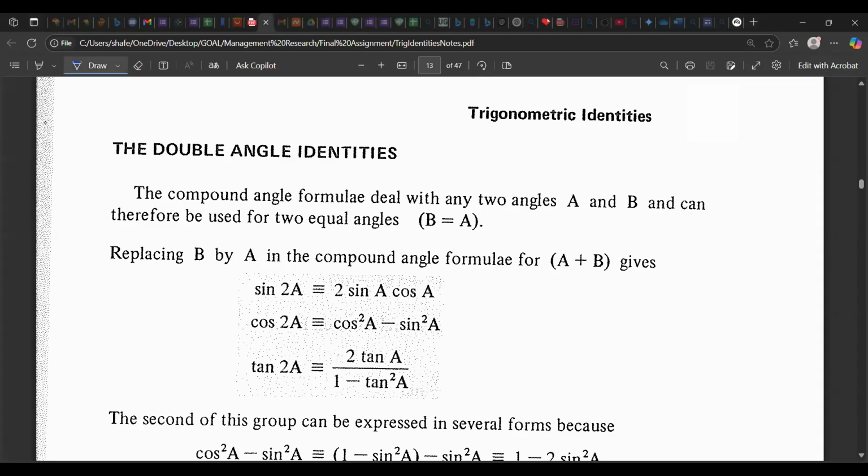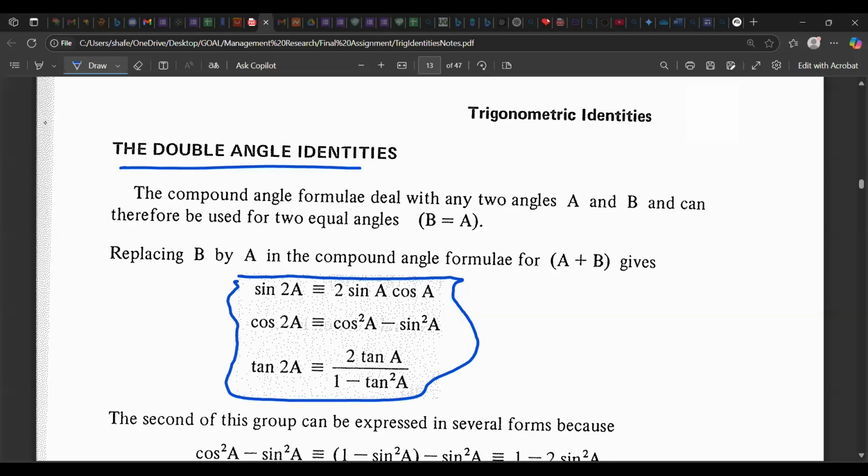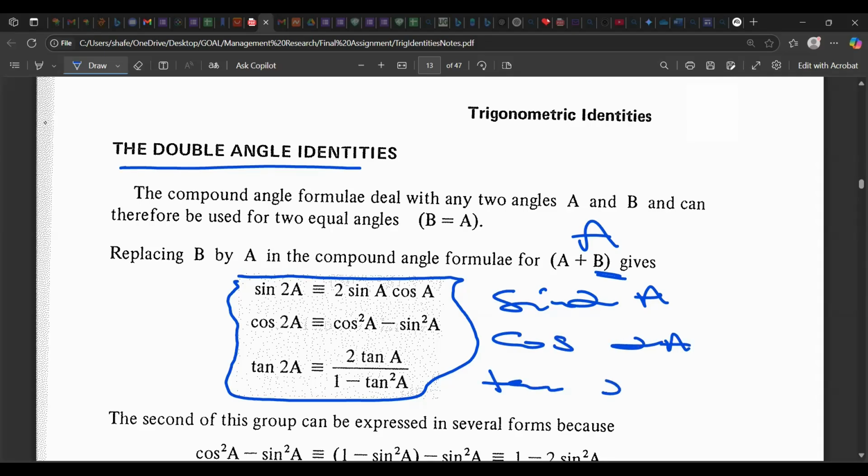That's the double angle identity, right? These are the double angle identities here. Basically, they're telling you if you take the compound angle identity, and where you see B, you put another A there. So what will happen is that you're going to have 2A, right? So sine of 2A, cos of 2A, tan of 2A, right? That's what you're going to get.